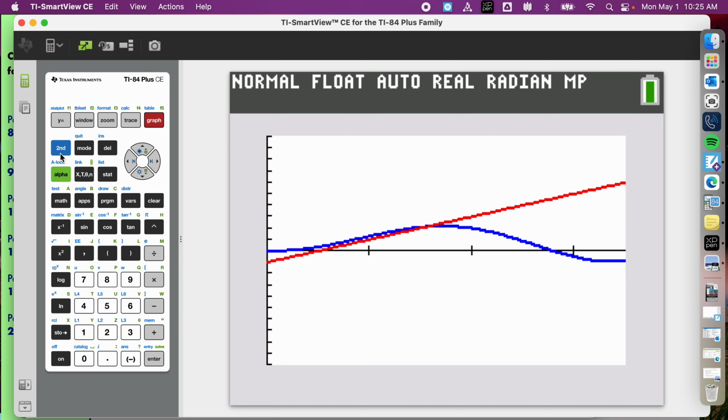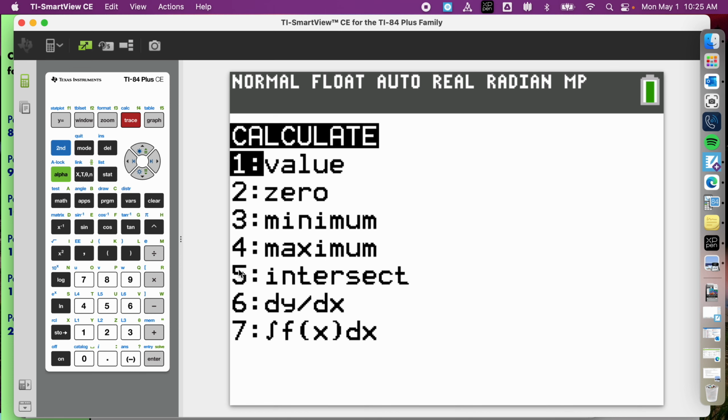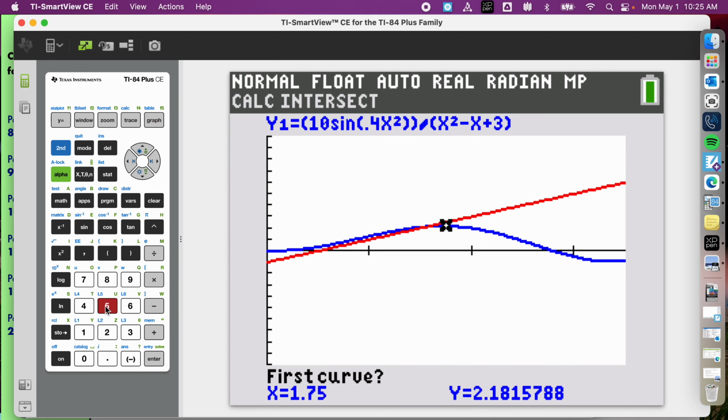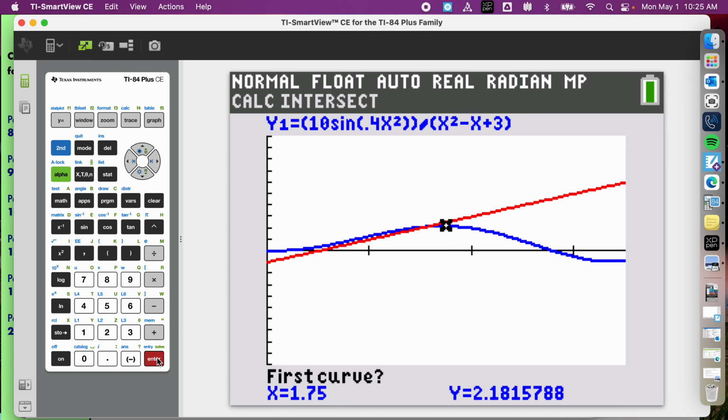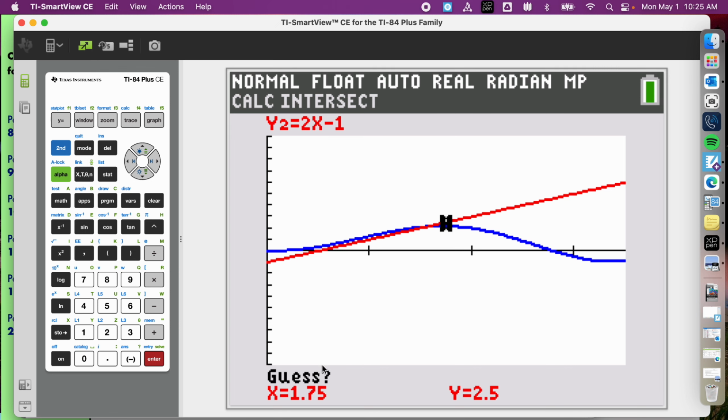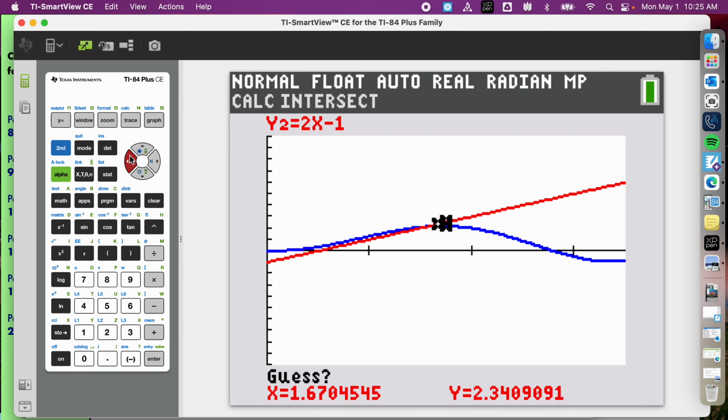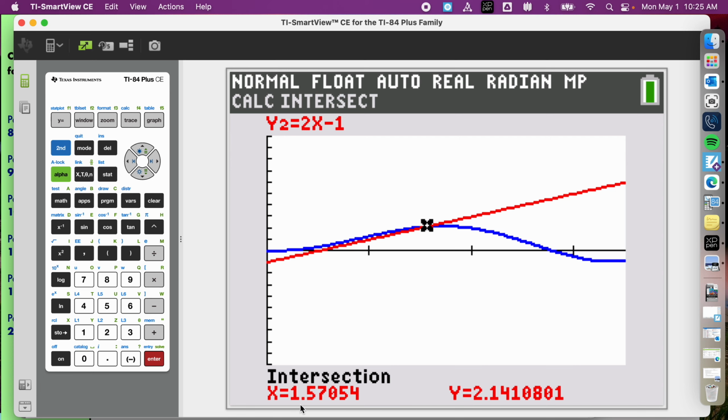So they cross at one spot. I would go to the calculation menu like I do for everything, find where they intersect. First curve, so it's on the blue one, so I hit enter. Second curve is on the red one, so I hit enter. And then guess, I put the cursor close to where they cross, hit enter. And they intersect at time 1.571.